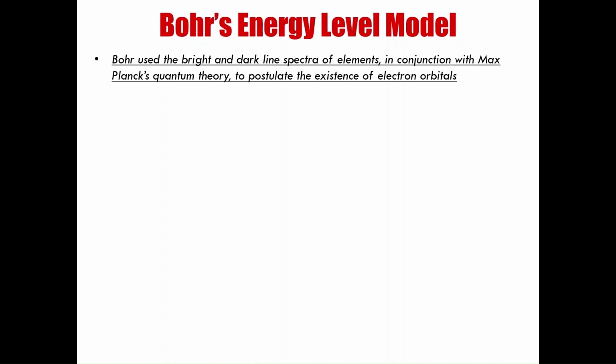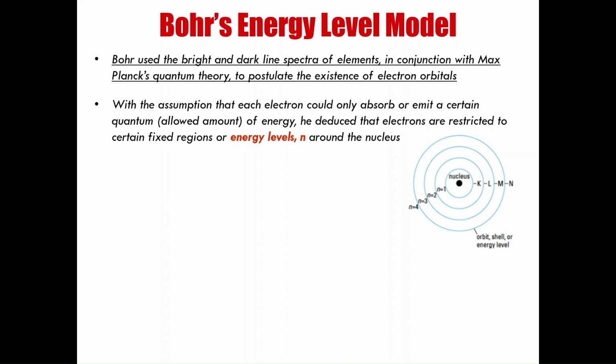And of course, these ideas are strongly supported by Max Planck's theory of the quantum. Remember, he stated that each particle of light can hold a specific amount of energy within it. He called that amount of energy a quantum. And so, the assumption that each electron could only absorb or emit a certain quantum of energy caused Bohr to come up with these ideas of energy levels. And so if you look at this image on the right here, this is a perfect depiction of Bohr's model.